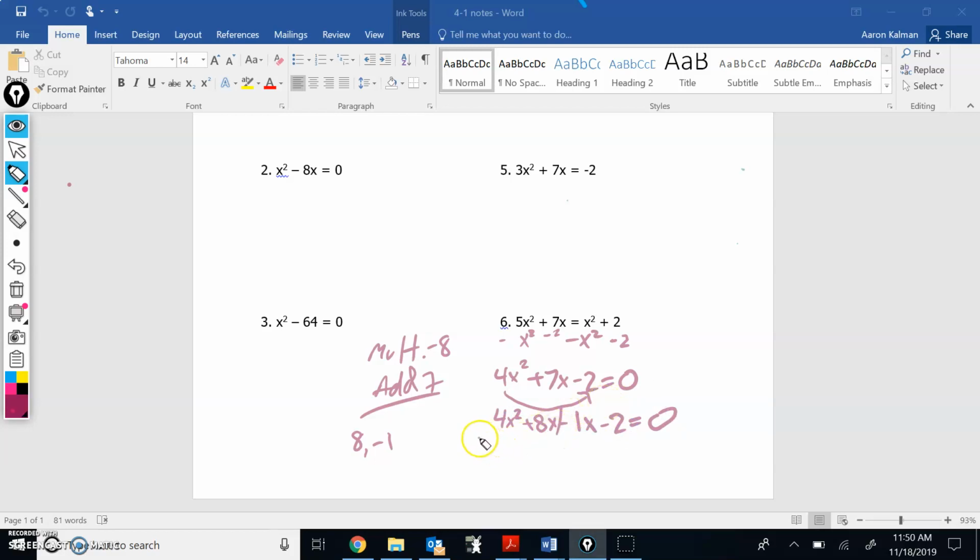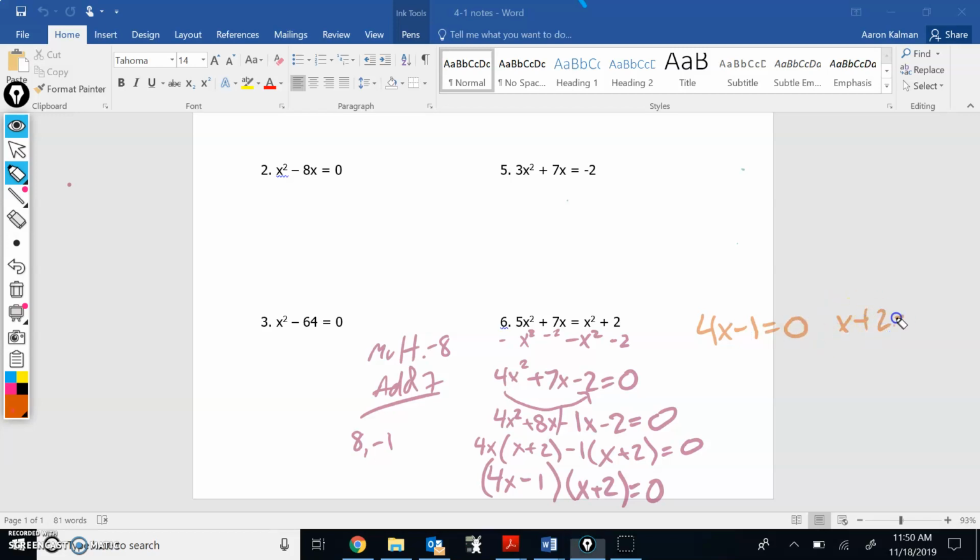Draw the line through the middle. Take out a GCF over here. GCF here is -1. And we write our final answer as 4x minus 1, x plus 2 equals 0. Again, last step is to set both of our linear factors equal to 0 to get our solutions, aka roots, aka x-intercepts. Solutions, x equals 1/4 here, x equals -2. So those are our two answers.